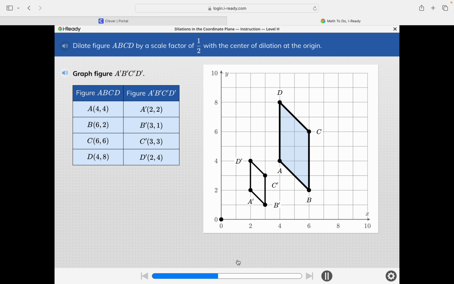Figure ABCD is dilated by a scale factor of 1/2, with the center of dilation at the origin. The rays from the center of dilation, 0, 0, pass through the vertices of the dilated image.